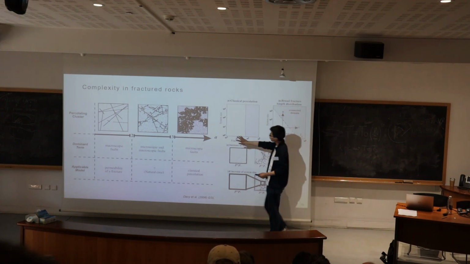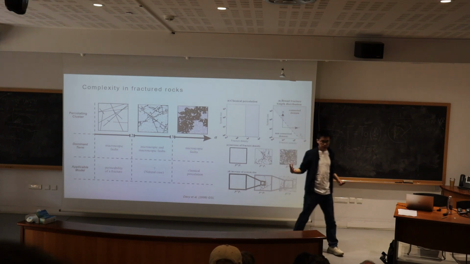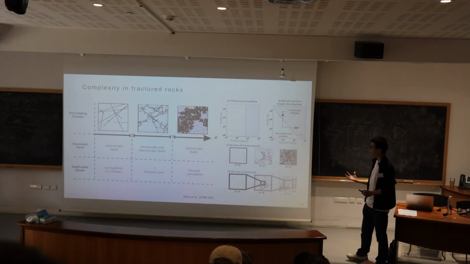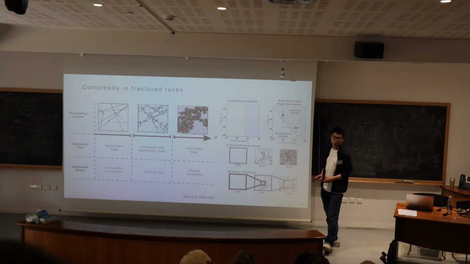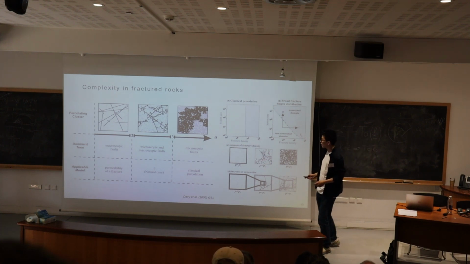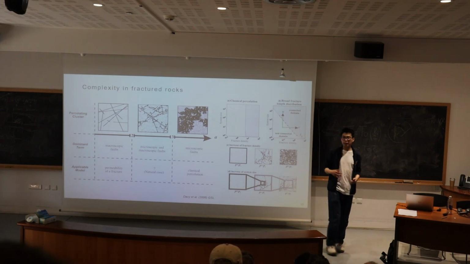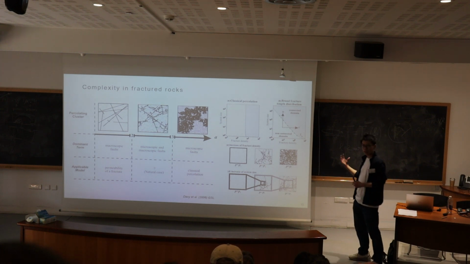On the other hand, when a is large, then it will be dominated by the small fractures. In this case, the percolation theory could be applied. And in between, we probably have to use the DFN model, the discrete fracture network model, to capture both the small fractures and large fractures.